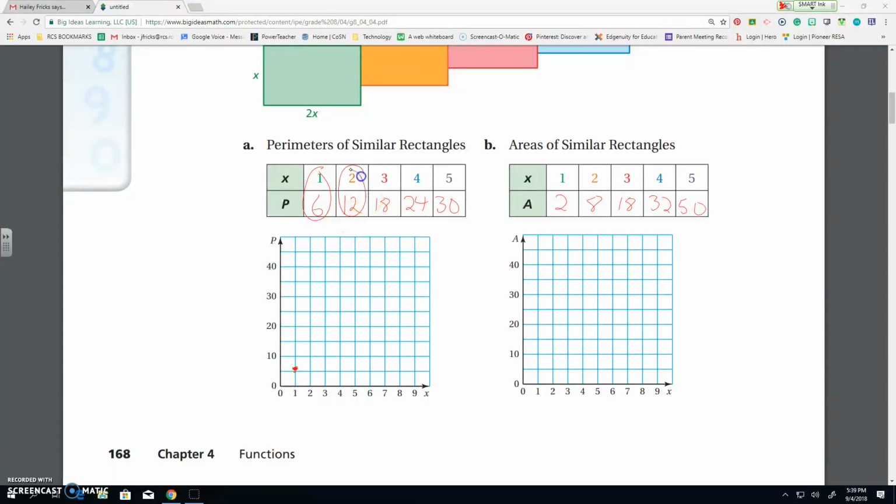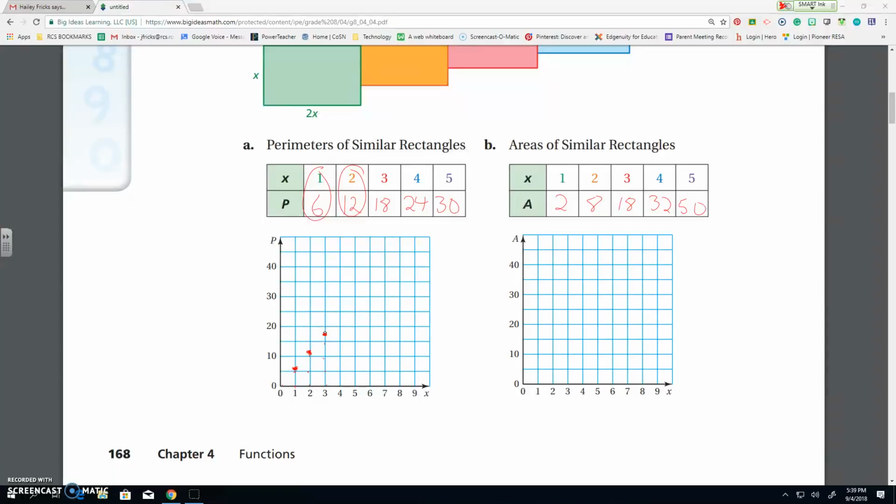Next we would do (2, 12), so we go to the right 1, 2, and then up 5, 10, and then 12 would be somewhere along here. Next we would have (3, 18), so that's 1, 2, 3, and then we go up 5, 10, 15, 18 would be about it.